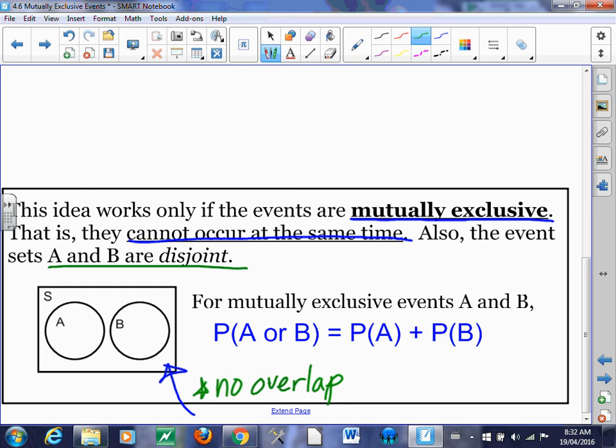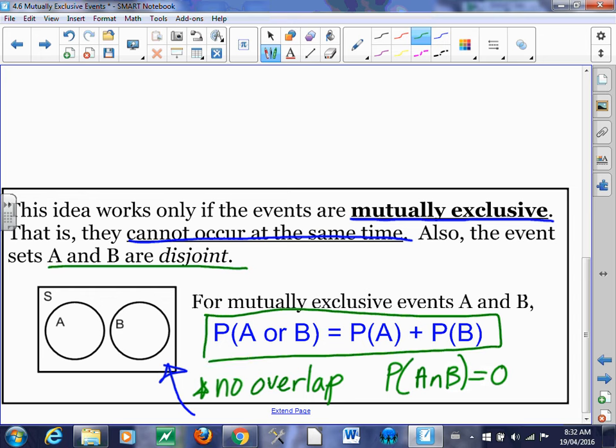Okay? And what we want to remember is that for mutually exclusive events, the probability of getting A and B equals 0. Okay? And our formula for that: if you do A or B, you can add them up individually, but notice because they're mutually exclusive, that means, for example, you could either only be in set A or set B. You couldn't be in both set A and B.